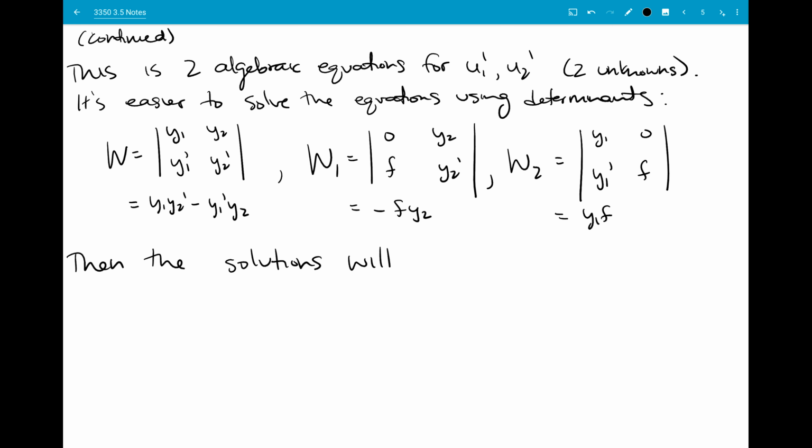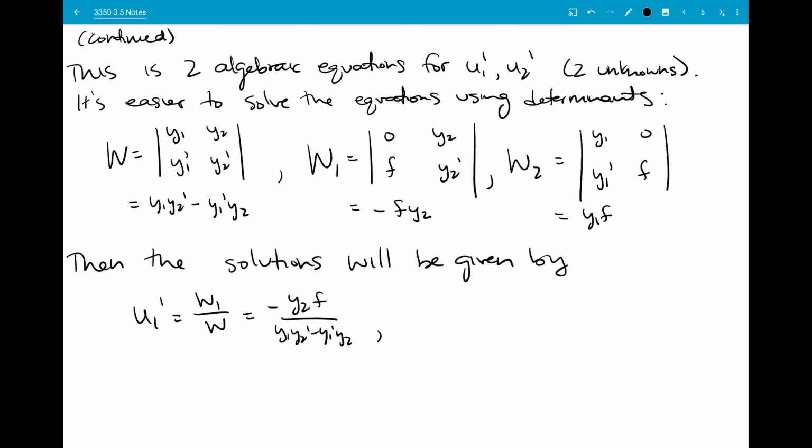So using that notation, the solutions will be given by u1 prime is equal to w1 over w, which is just going to be minus y2f over y1, y2 prime minus y1 prime, y2. And u2 prime is equal to w2 over w, which is going to be y1f over y1, y2 prime minus y1 prime, y2.